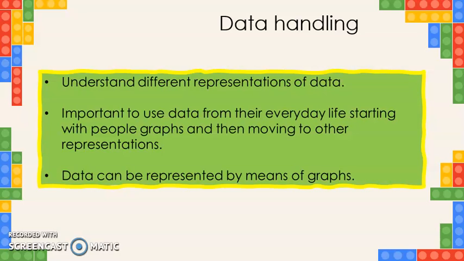Grade R learners can understand different representations of data. It is important to use data from their everyday life, starting with people graphs and then moving to other representations. Data can be represented by means of a graph.